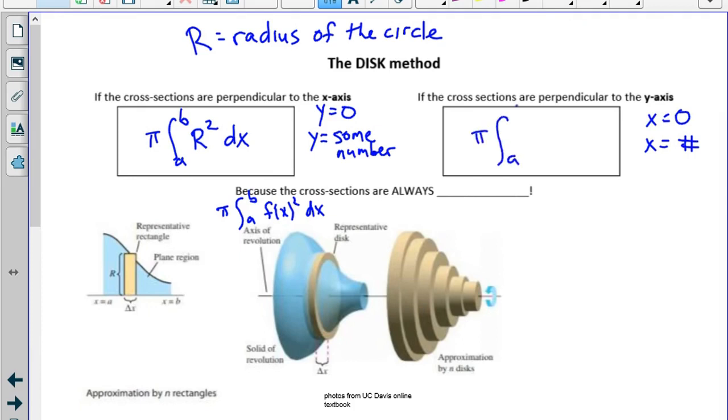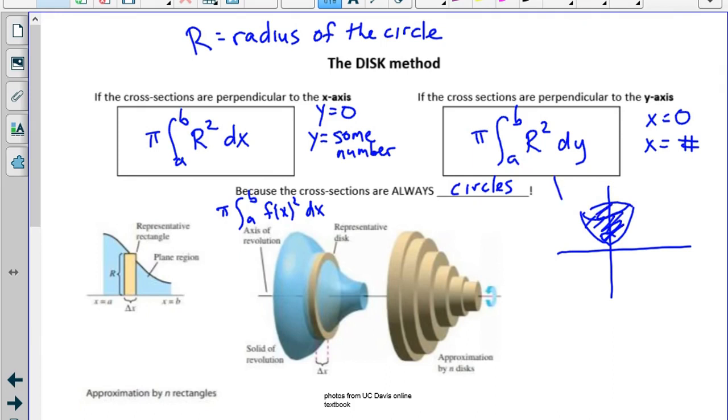If they are perpendicular to the y-axis, or the line x equals 0, or x equals some number, we have the exact same situation where we make sure that the radius is exactly what it is, but we have dy. These are because the cross sections are always circles. And in this particular case, if I'm rotating some kind of function of y around the y-axis, and I have something that kind of looks like a bowl or something, this would be f of y in the spot where there's r. So it would be f of y squared, but that's not always the case, and we will show you what's going on as we move along.